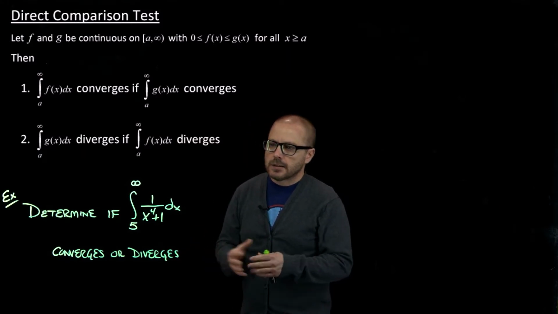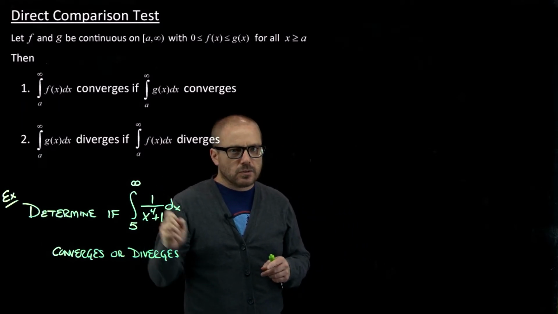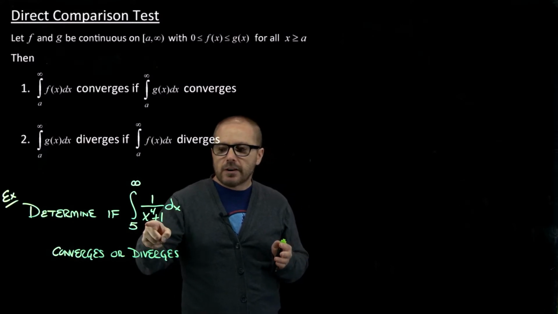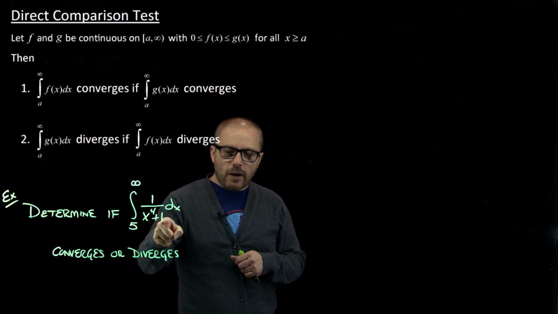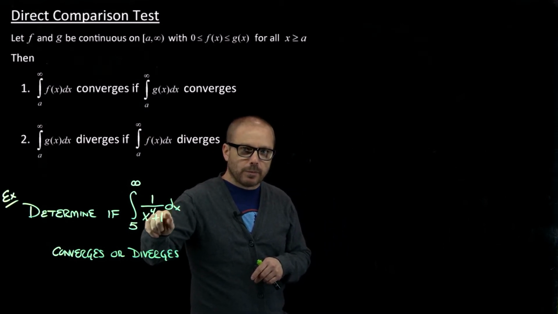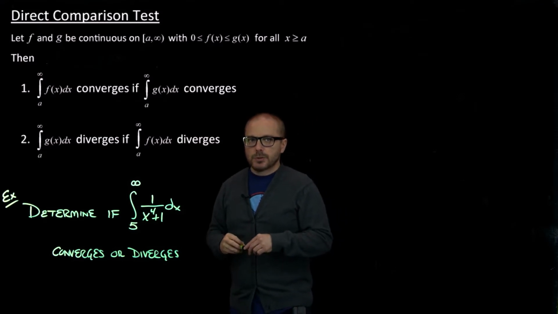It may not have an antiderivative, but it's very, very close to being just 1 over x to the 4th, right? Especially as x gets very, very large, that 1 is making very little difference. A billion to the 4th power plus 1 versus a billion to the 4th power is a negligible difference.